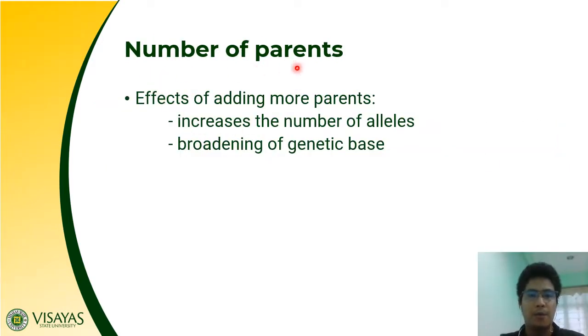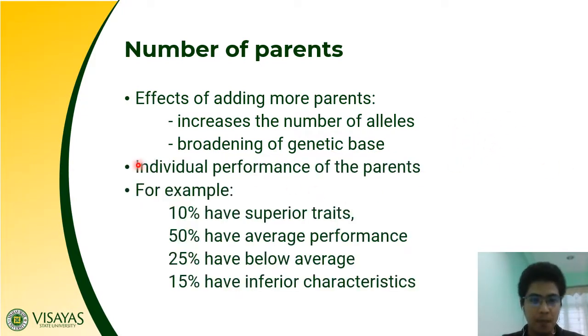So number of parents, that's the second principle. Here the effect of adding more parents is to increase the number of alleles in the population as well as the broadening of the genetic base. But the number of parents is not a reliable measure to really have a broader genetic base of your population or to have desirable alleles, because it's the individual performance of the parents that's the most important thing here.